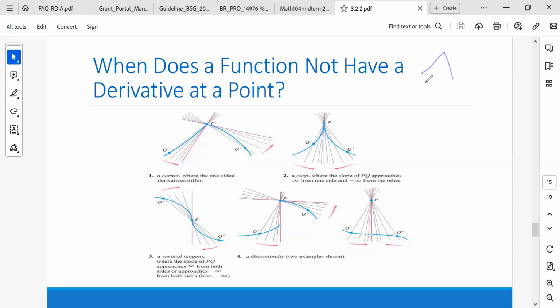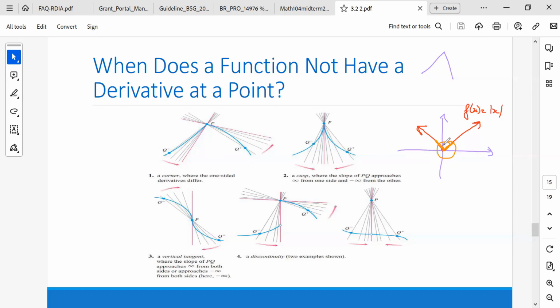okay? When we have a corner, for example, if we draw the graph of the function absolute value of x, okay, this is f of x equal absolute value of x, we see that at 0 we have a sharp corner here, okay, and in this case the function doesn't have a derivative at 0.